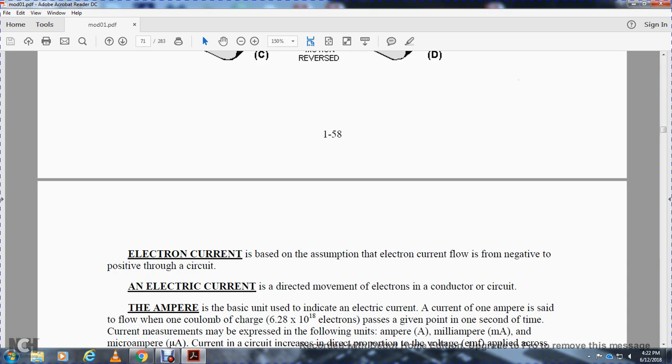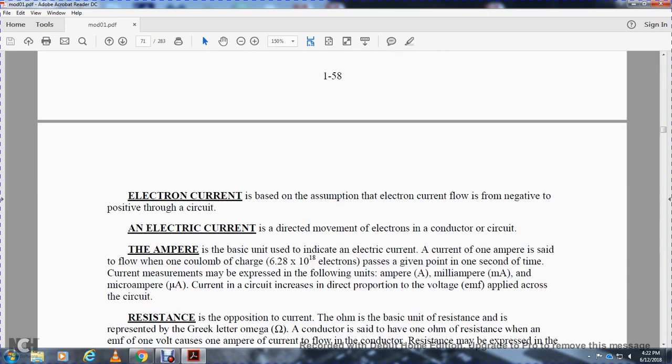Electron current is based on the assumption of electron flow from negative to positive through the circuit, the direct movement of electrons in the conductor circuit. The basic unit that indicates electrical current is the ampere. 1 amp is set with 1 coulomb of charge, 6.28 times 10 to the 18th electrons, passing a given point in 1 second. Current is measured in the following units: amps, milliamps, and microamps.